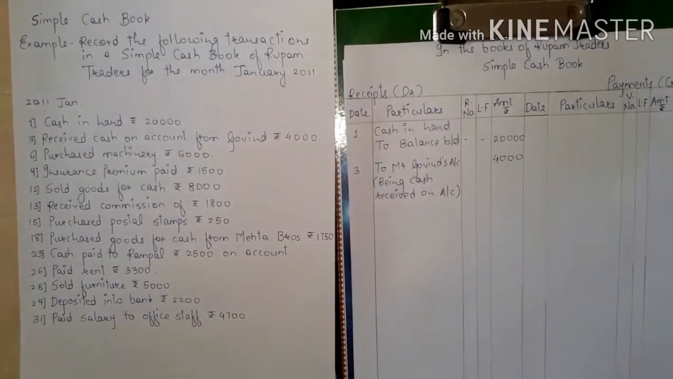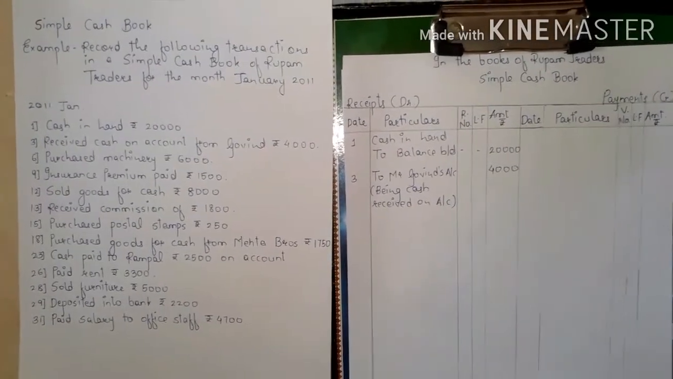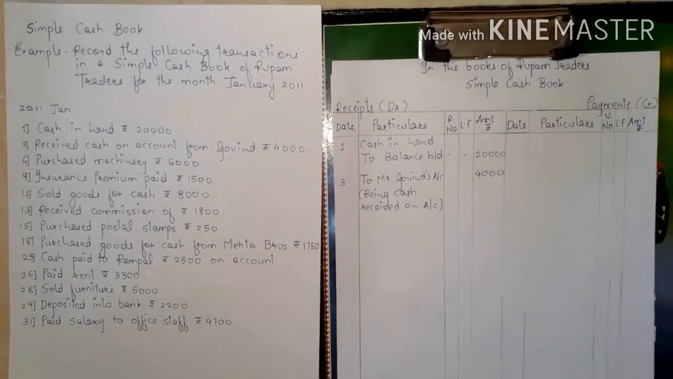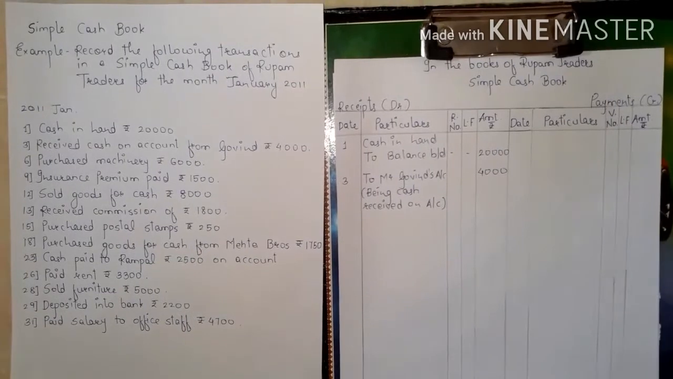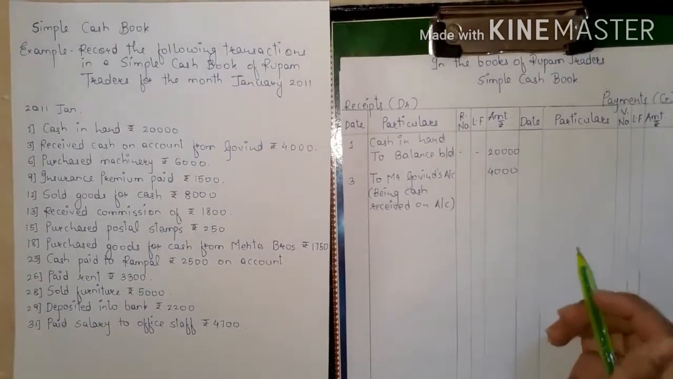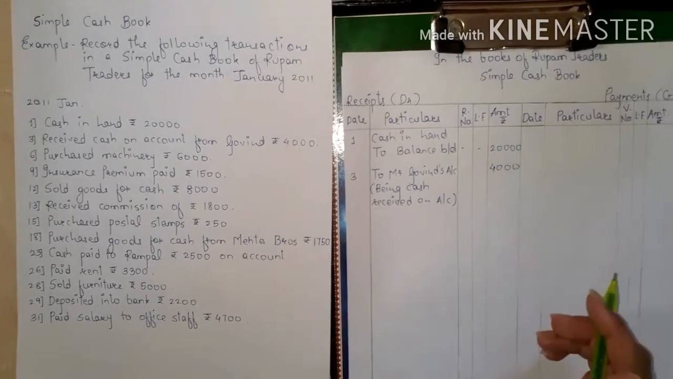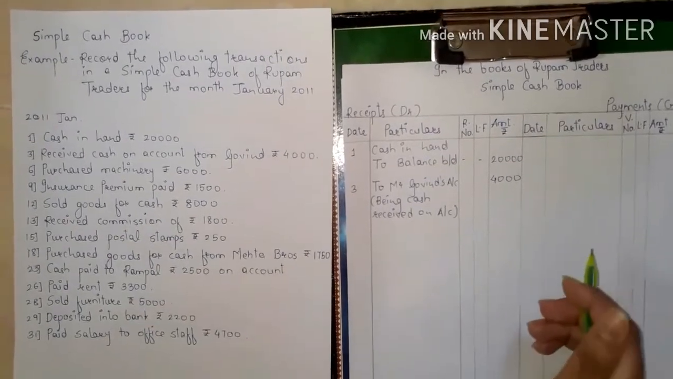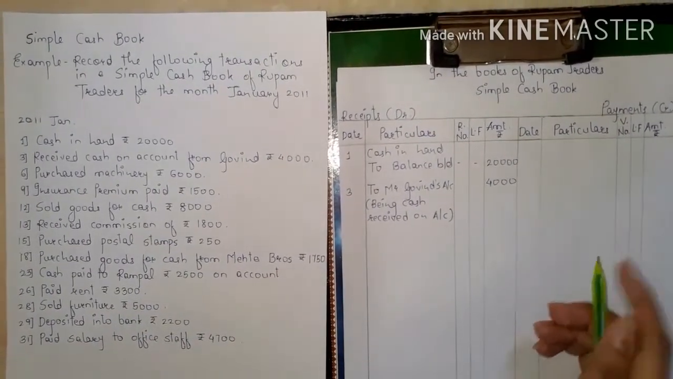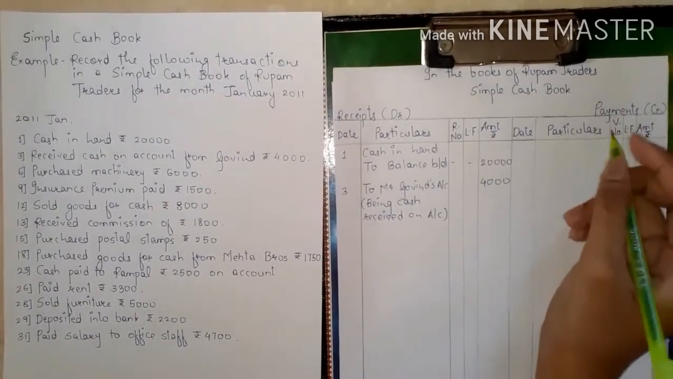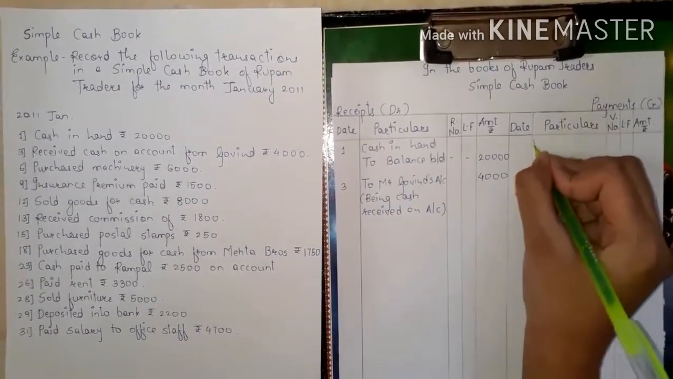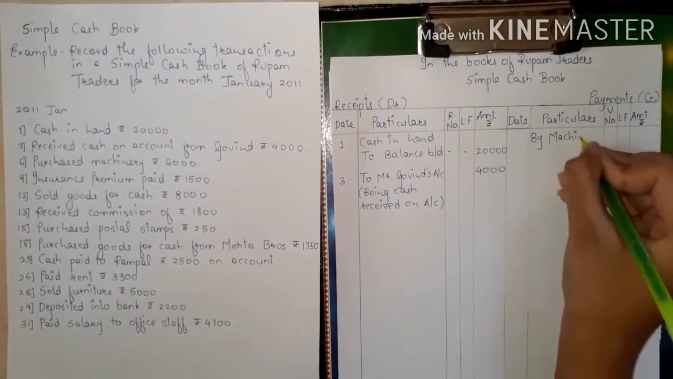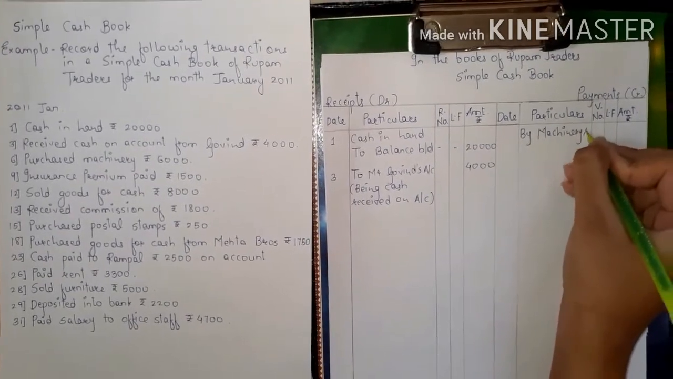Next transaction of 6th January, purchased machinery rupees 6,000. Now here Rupam Traders have purchased machinery, and we are paying the amount for the purchases, that is purchase of machinery, that is why the amount is going out of the business. So we are making the payment of the purchases, so this will come on the payment side, that is by machinery account. Because we have purchased machinery, so machinery account will be reflected on the payment side.